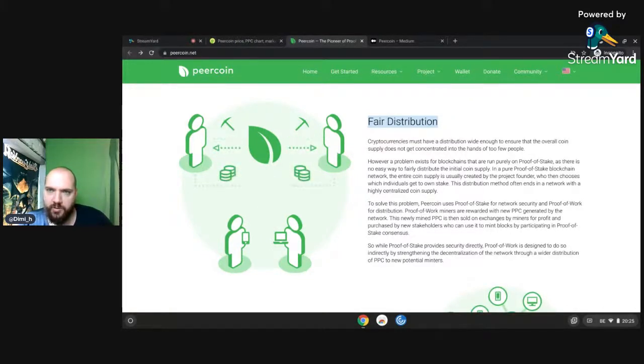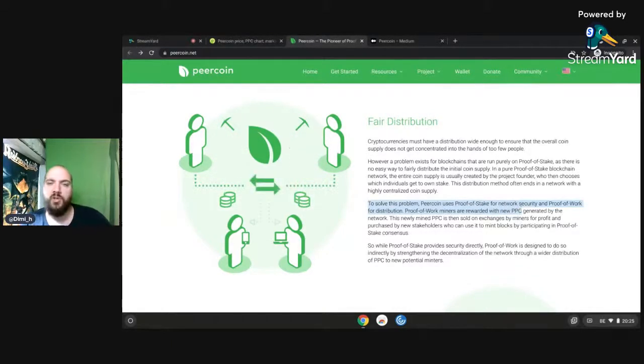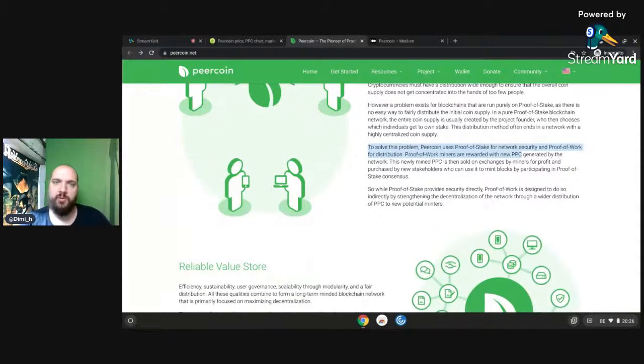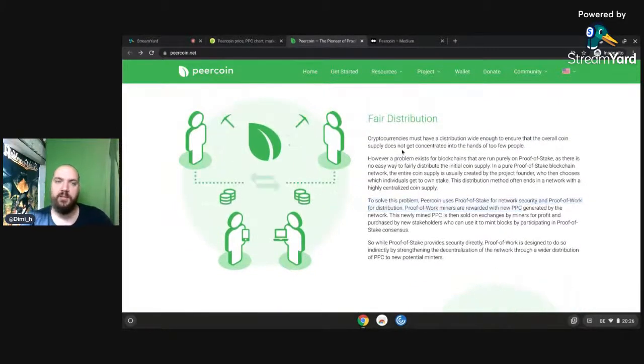As there's no reason to dispute the initial coin supply and a pure proof of stake, the entire coin supply is usually created by the project fund, who then choose who gets to stake, often ending with a network with highly centralized coin supply, that's correct. And proof of work for distribution. Okay, it's actually a hybrid network, as can be seen here. That's good to know. Proof of stake for the network security. So you have master nodes doing the validating and verification of all transactions, but proof of work is being used for distribution, which is good. Then sold on exchange by miners for profit and purchased. So this actually implies, well, yeah, like they say, fair distribution.